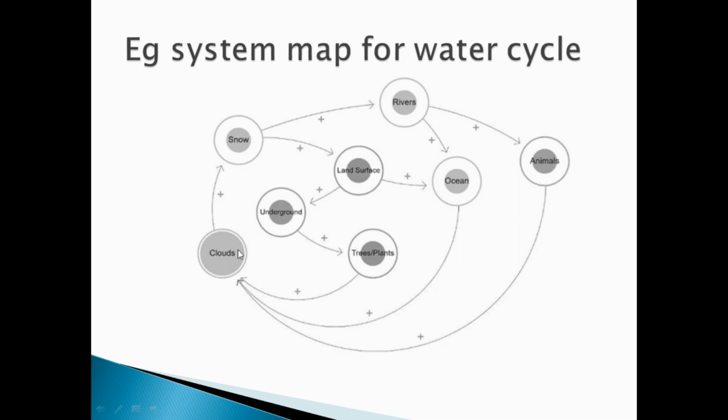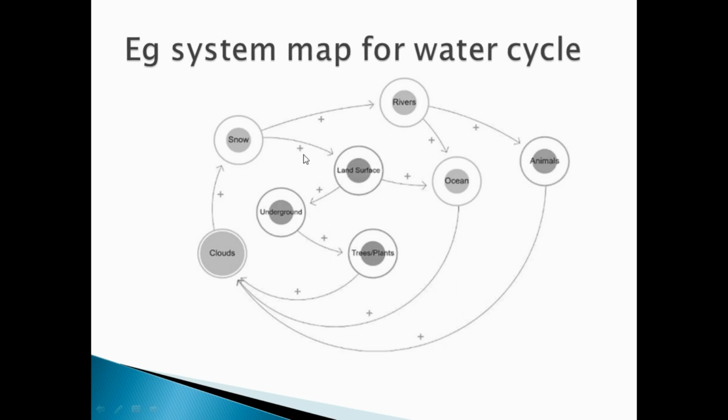See, clouds are getting formed, which get transferred to snow, and the snow becomes river. The water in the river is fed by the animals, and so the length indicates how long it takes. The land surface water seeps underground, and this underground water reaches trees and plants. So what we see here is the time that it takes for each.